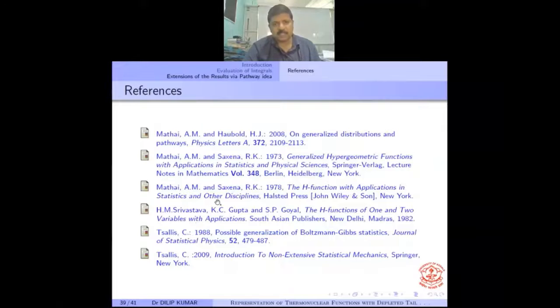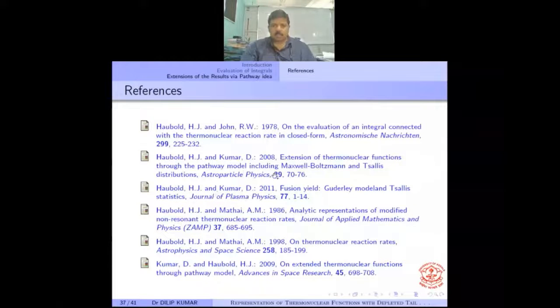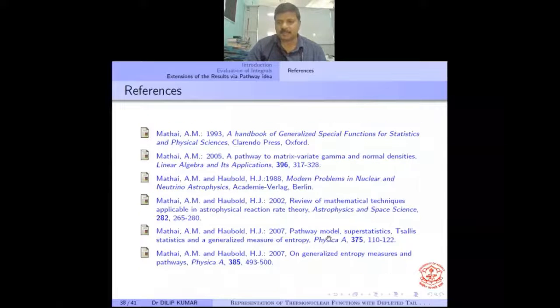These are the papers where you could see the extended reaction rates and their applications, published in Astroparticle Physics and the Journal of Plasma Physics. This is also a paper where we are giving the series representations.